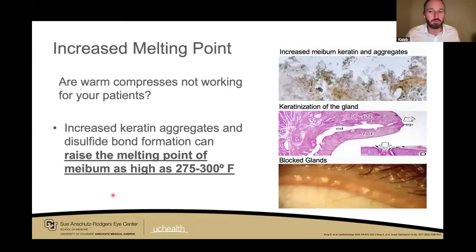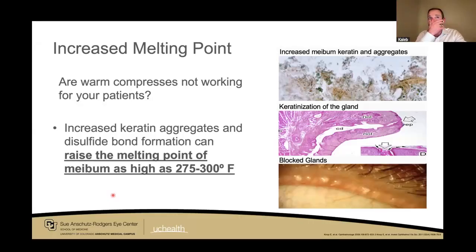So we've probably all had patients that you diagnose with meibomian gland dysfunction. You say, okay, go home and do warm compresses. You've got this thickened meibum. We're going to try to melt it. If we melt that meibum, it's going to flow better. It's going to help your MGD.